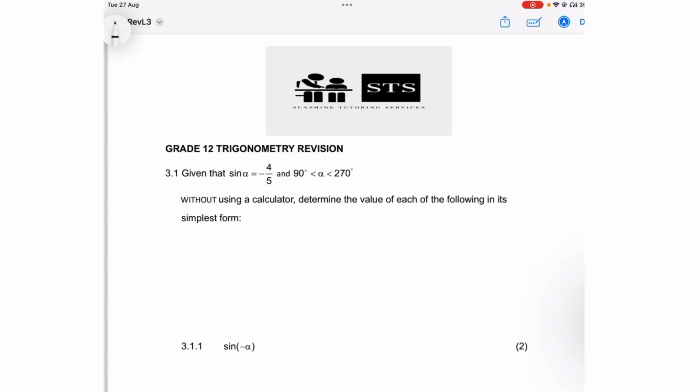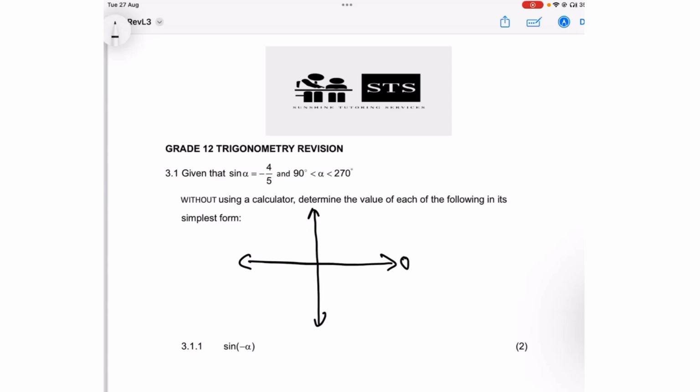3.1. Given that sine alpha is equal to negative 4 over 5 and alpha is between 90 and 270, not included, without using a calculator, determine the value of each of the following in its simplest form. So we are supposed to do this without using a calculator. What that tells us is that we actually need to use a sketch. Sometimes they'll say without the use of a calculator and with an aid of a sketch. But in this case, they didn't say it, but you need to know it means the same thing. So we draw our sketch, and our sketch is a Cartesian plane.